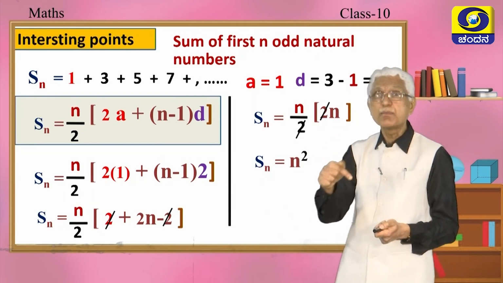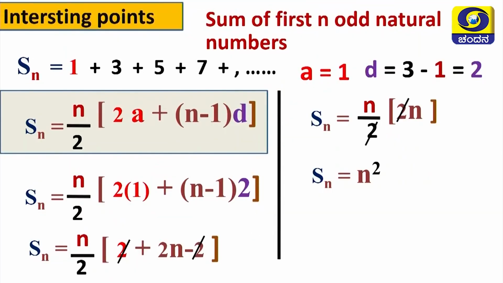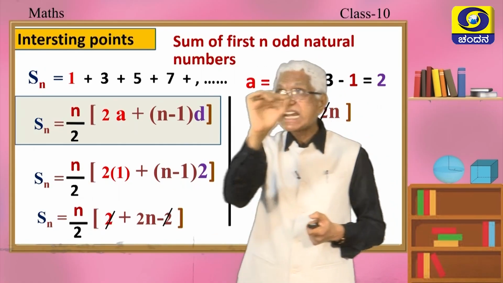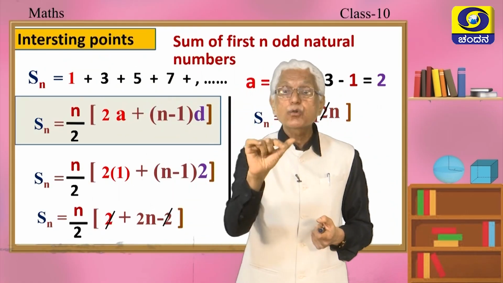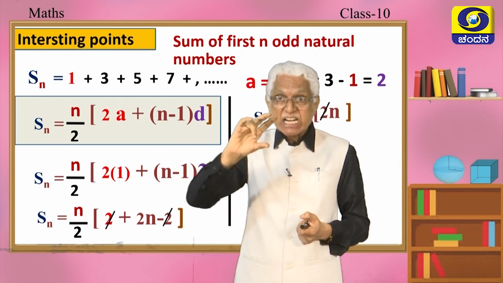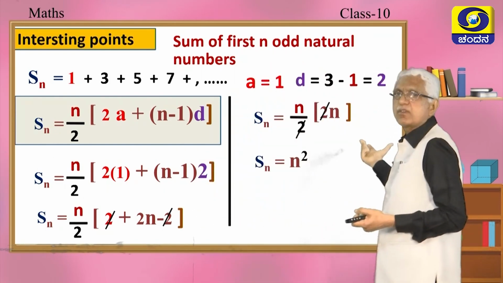This is the formula that we use to find the sum of the first n odd natural numbers. See the beauty. First n natural numbers, n into n plus 1 by 2. First n even natural numbers, n square plus n. First n odd natural numbers, n square.